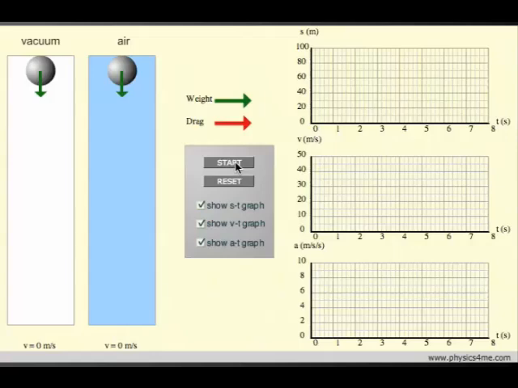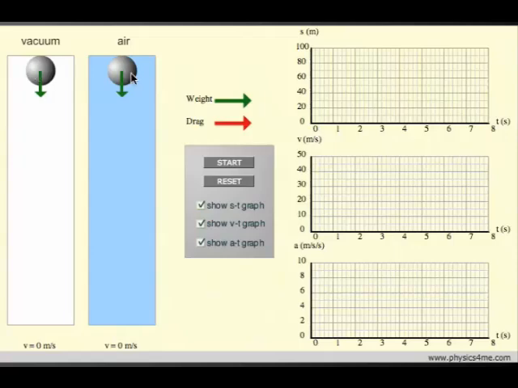Terminal velocity is the term given to the limiting velocity reached by a body falling in fluid such as air or water. To help you understand the concept of terminal velocity and how it arises, we will make use of a couple of simulations which can also be thought of as virtual experiments.